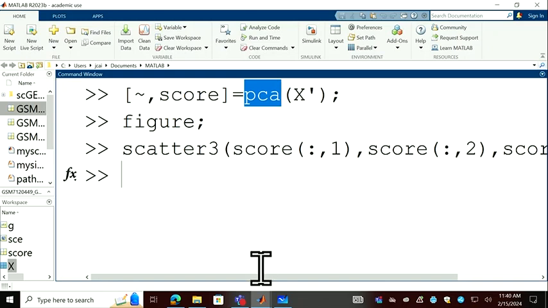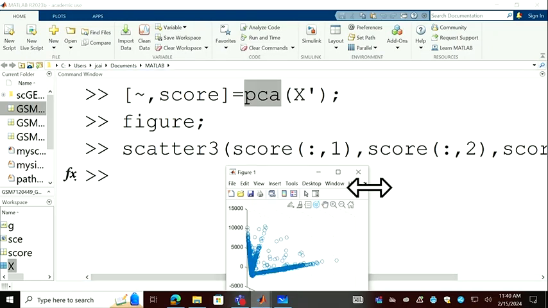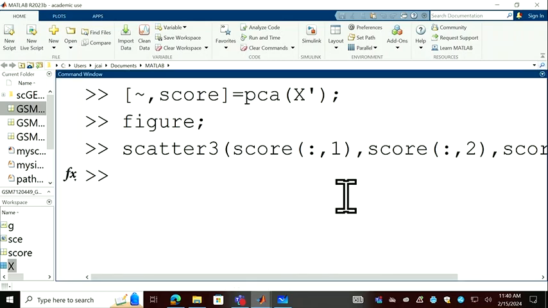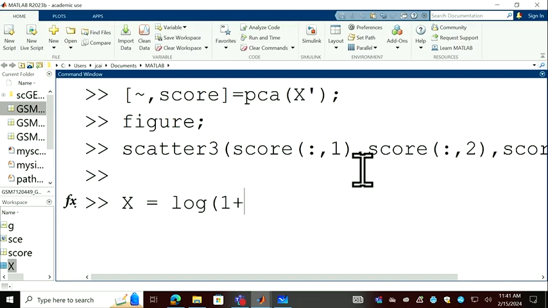Okay, this result looks terrible. What we can improve is we can do the log transformation for the X input. That's what I'm going to do. I'm going to do log of 1 plus single cell norm of X. This is a function that normalizes the library size.